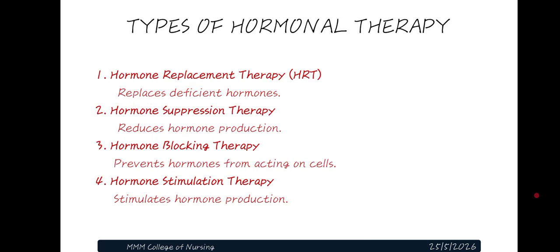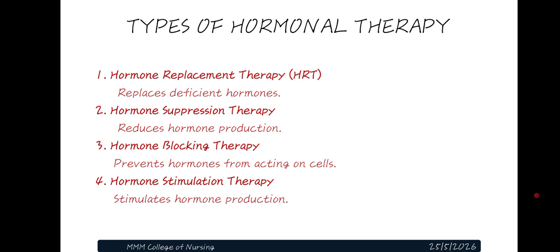Coming to types of hormonal therapy. The first one is hormonal replacement therapy, HRT, that replaces the deficient hormones. And second one is hormone suppression therapy, it reduces the hormone production. And third one is hormone blocking therapy, prevents hormones from acting on cells. And fourth one is hormone stimulation therapy, stimulates hormone production.